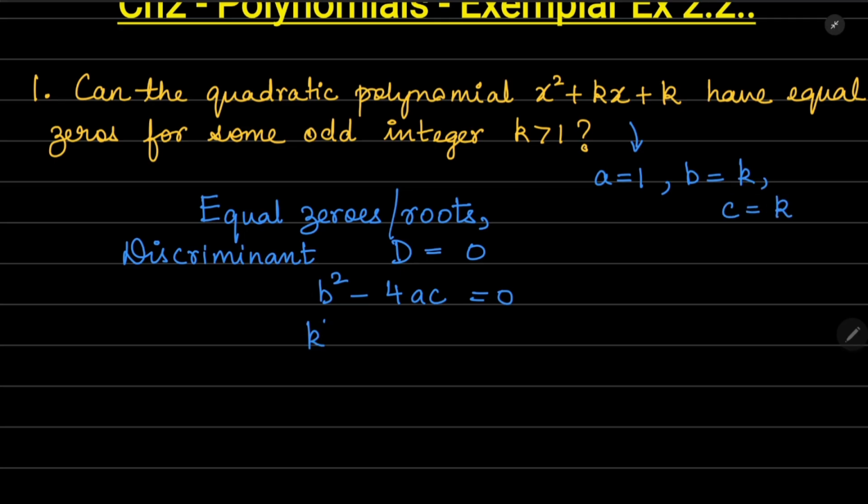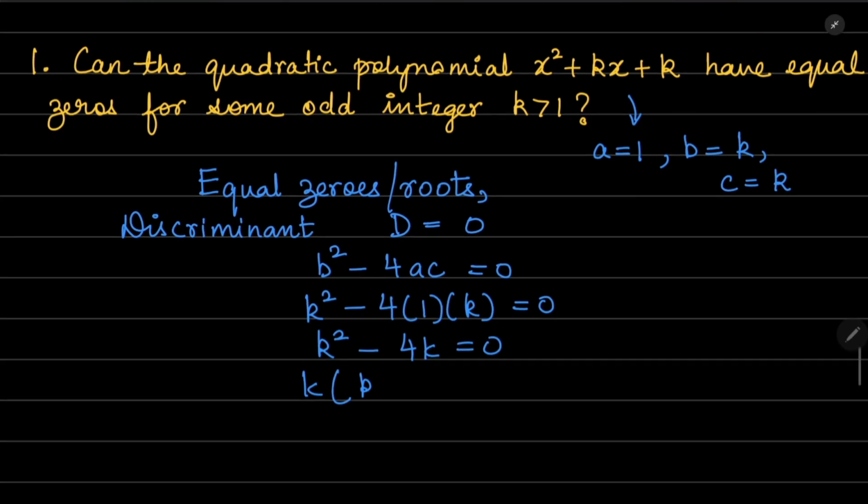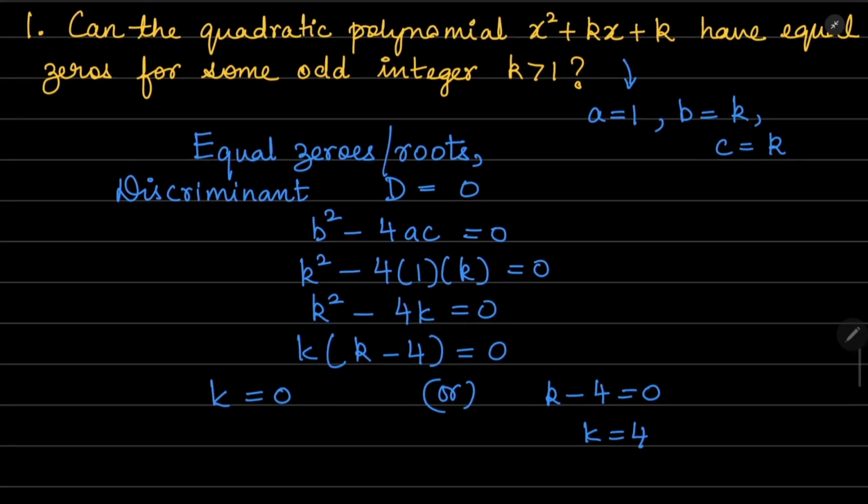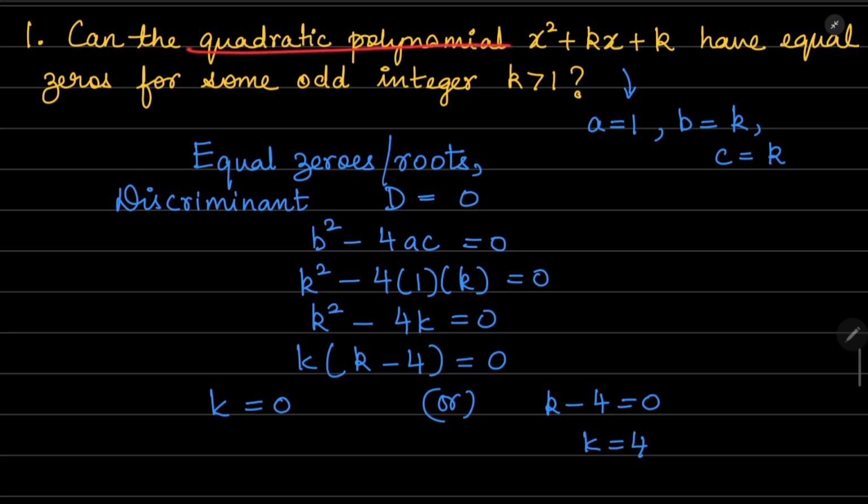So what is b square? k square minus 4 into a is 1, c is k, equal to 0. So k square minus 4k equal to 0. Take k common out, so you'll be getting k into k minus 4 equal to 0. So either k is equal to 0 or k minus 4 equal to 0, which means k is equal to 4. What are they asking? Can this quadratic polynomial have equal zeros for some odd integer k greater than 0? So one of it is k equal to 0, but for a value which is k greater than 0, k is an even integer. It's not an odd integer.